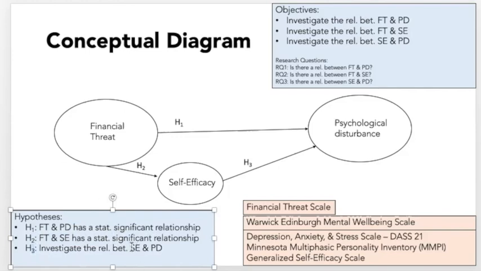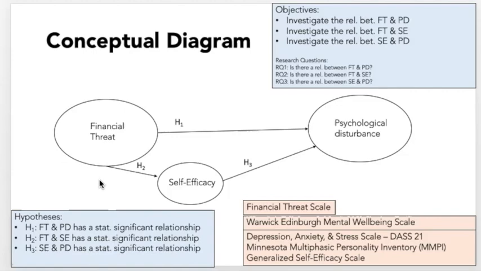Okay, now this one is self-efficacy and psychological disturbance has a statistically significant relationship. Okay. See now, all of this we have gathered from this very slide itself. Everything that we want to do our research is right here.